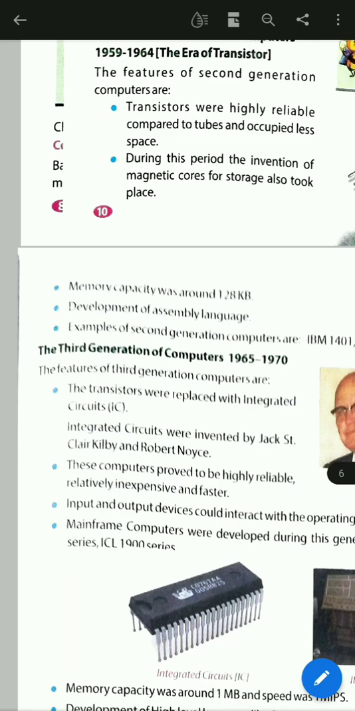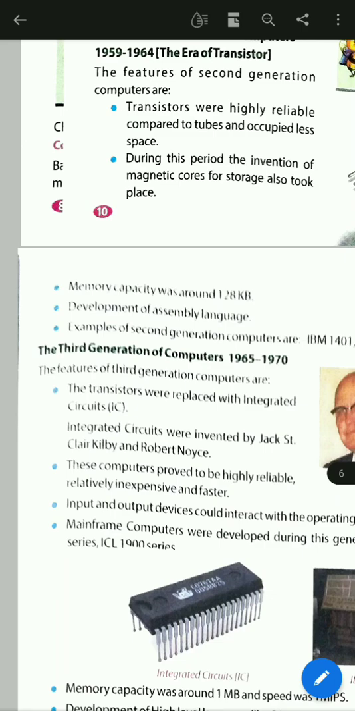Sorry, Jack St. Clair Kilby is only one name. Jack St. Clair Kilby and Robert Noyce, these two people invented integrated circuits.